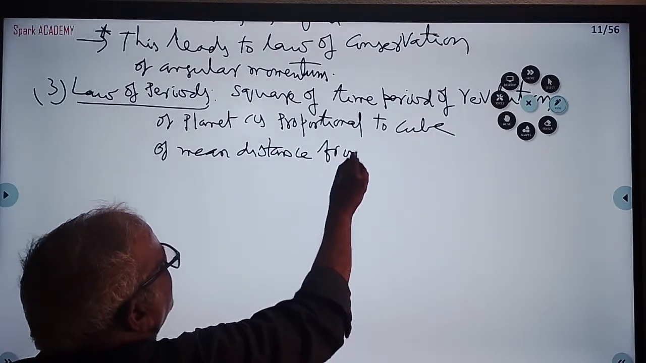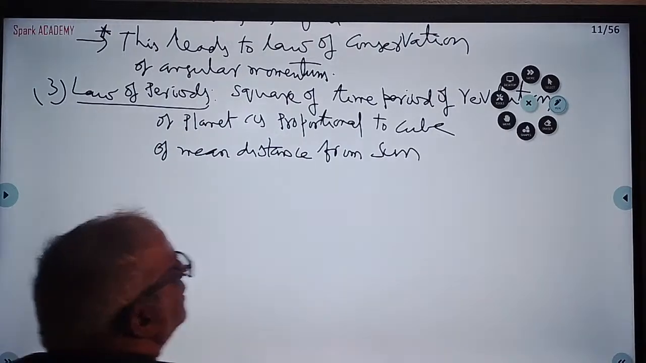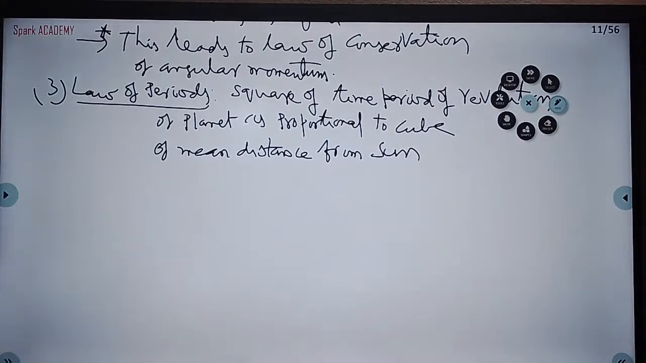Why are you taking the mean distance? Because the planet is not at an equal distance from the sun. The orbit is egg-shaped, elliptical. If it were circular, the distance would be equal. So there are different distances from the sun. When it is nearer to the sun, it is summer; farther from the sun, winter. So it is proportional to the cube of the mean distance from the sun.